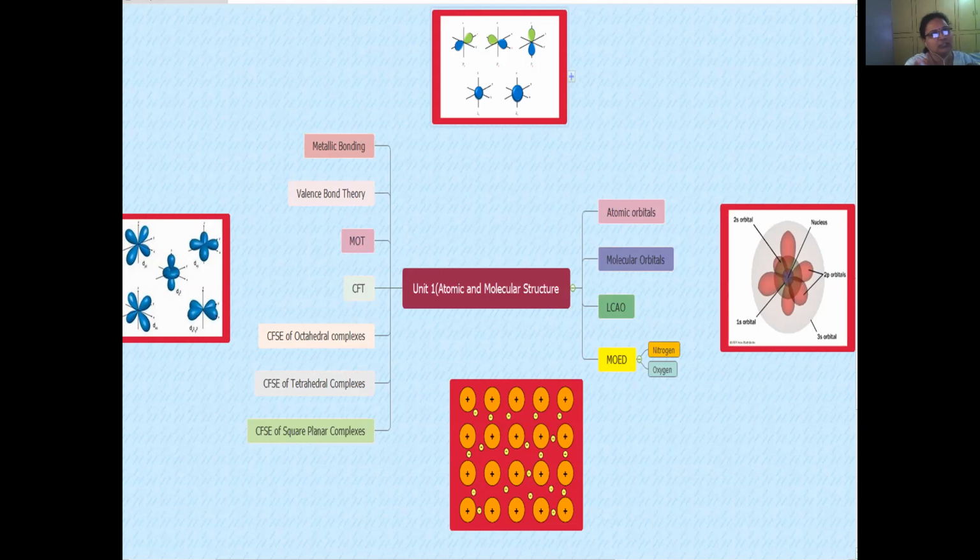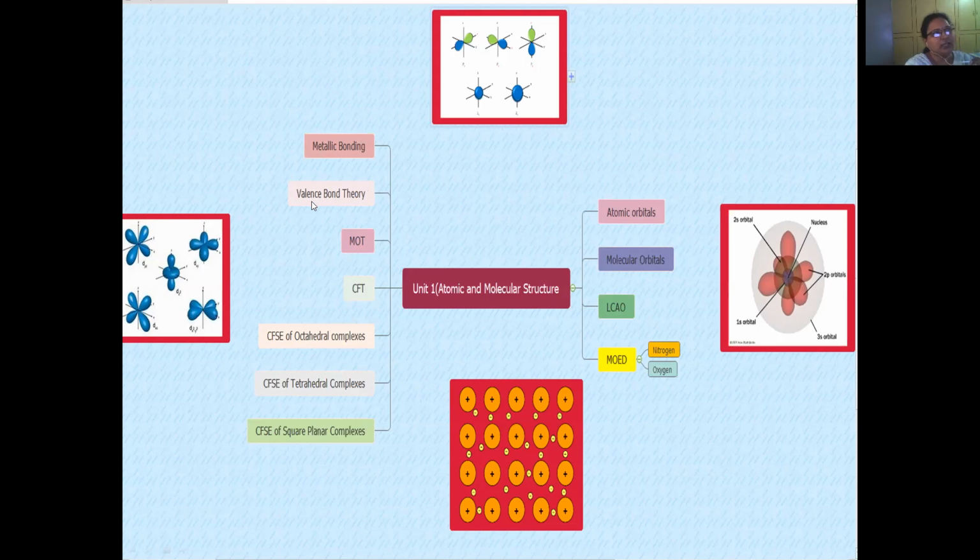For nitrogen the bond order is 3, for oxygen it is 2, and nitrogen is diamagnetic while oxygen is paramagnetic. Why? Because there are unpaired electrons present in oxygen, and in nitrogen the electrons are paired. Then we went for metallic bonding, the electron sea model, and we saw different properties like conductivity, ductility, malleability, and thermal conductivity.